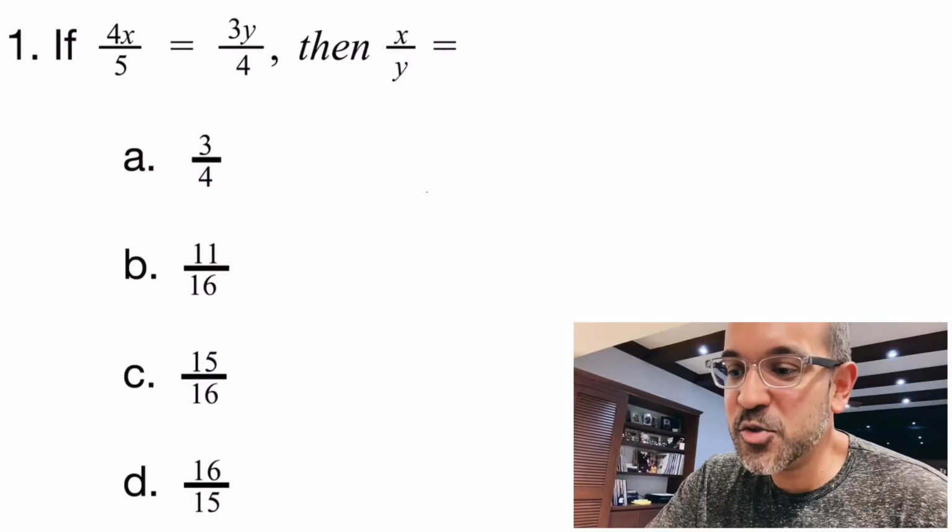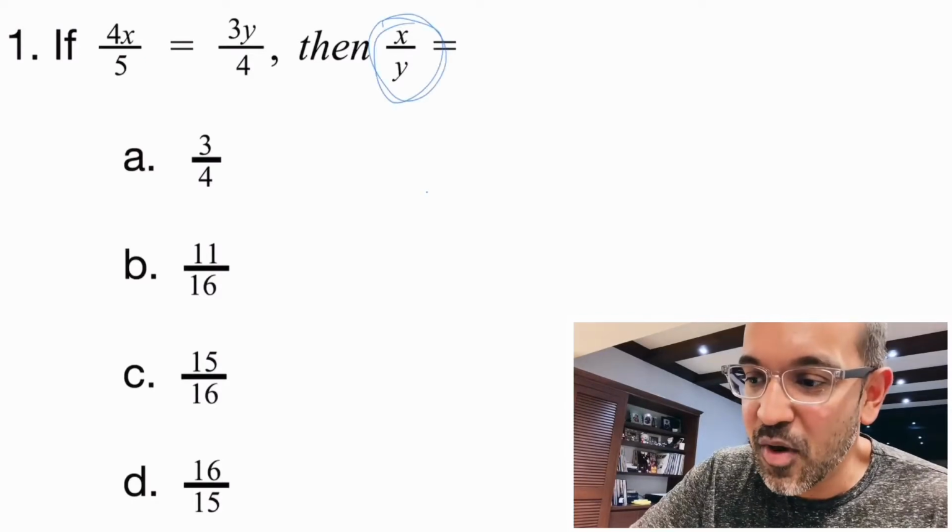What up, everybody? So today's question is really straightforward, but it doesn't look straightforward. And a lot of people, when they first try to do this question, think it's very, very complex when it's really just some algebra. So here's what we have. If 4x over 5 equals 3y over 4, then x over y equals.